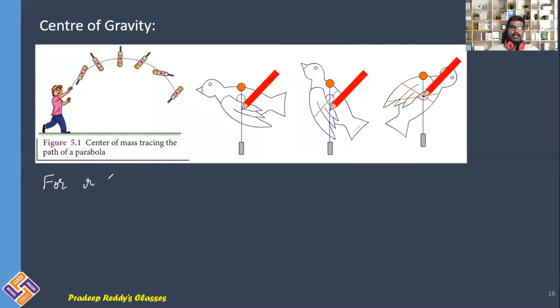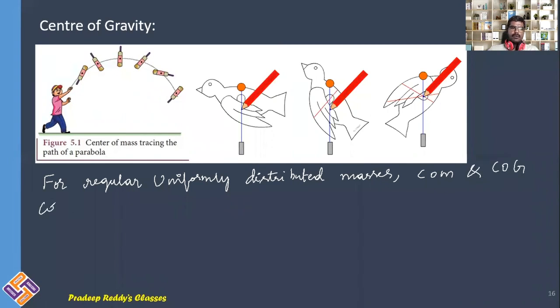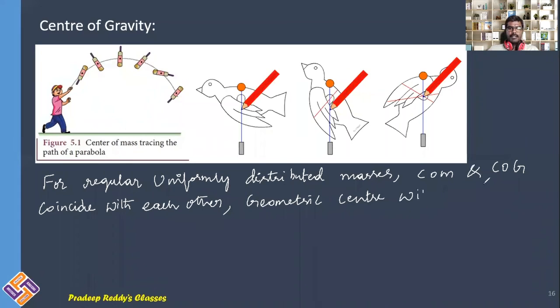For regular, uniformly distributed masses, center of mass and center of gravity coincide with each other, and the geometric center will be the position of center of mass and center of gravity. This is for regular shaped objects.